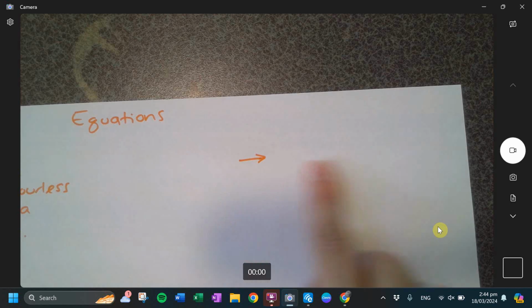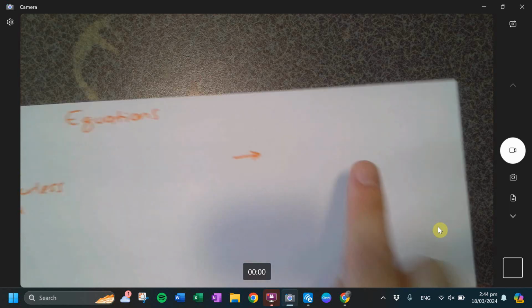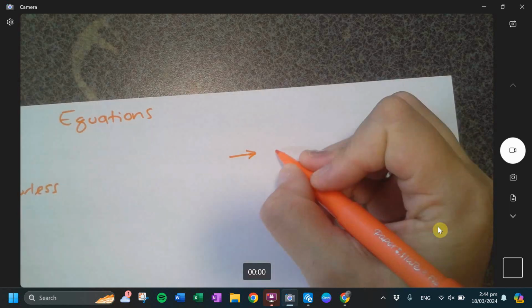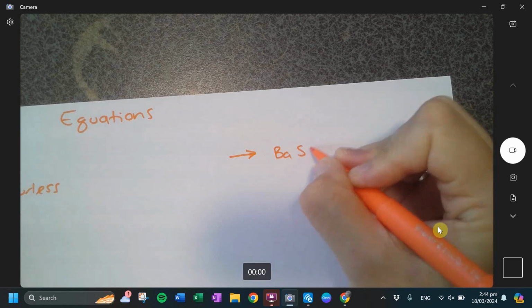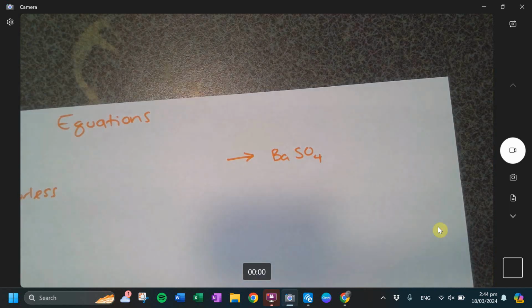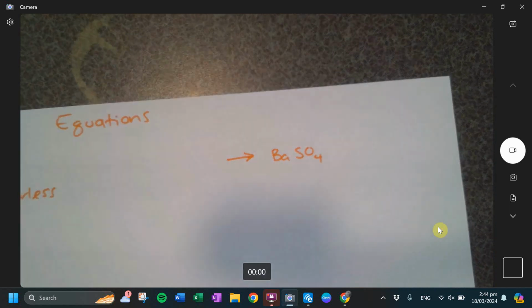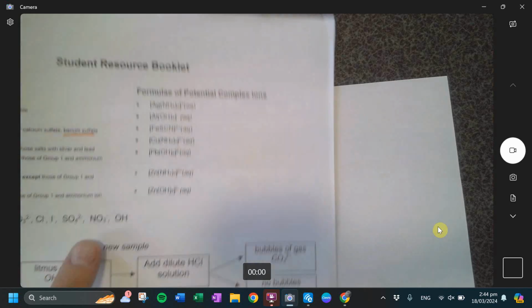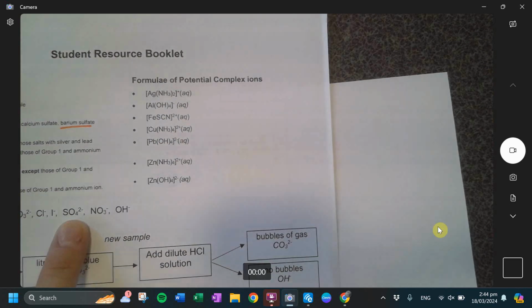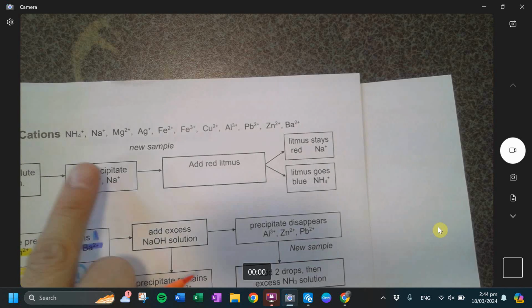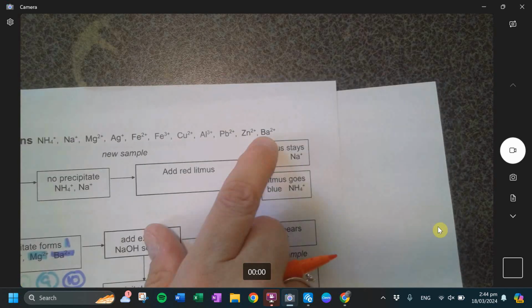So on my product side is going to be my precipitate, which is barium sulfate. So I'm writing BaSO4. Let me check the ions to see if I have a ratio that is correct. So I see sulfate is a -2, and I see barium is a +2.